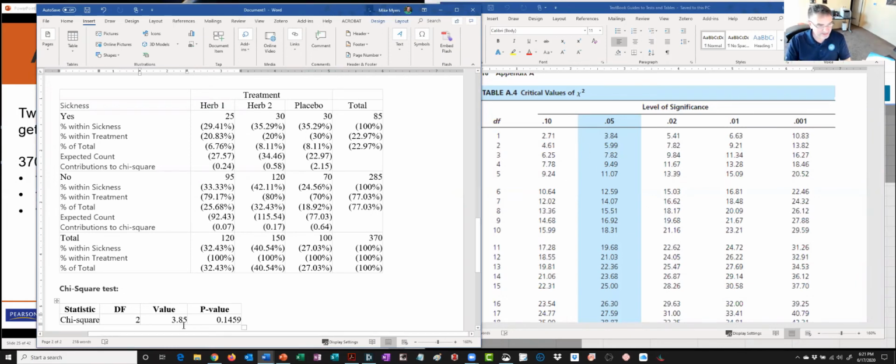So again, our test statistic is less than the critical value. It's not significant. We can't reject the null hypothesis. So it doesn't look like the treatment had any effect. Does it make sense? Well, they're about the same, right?